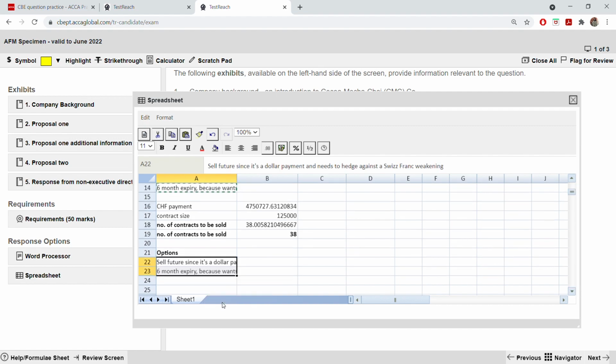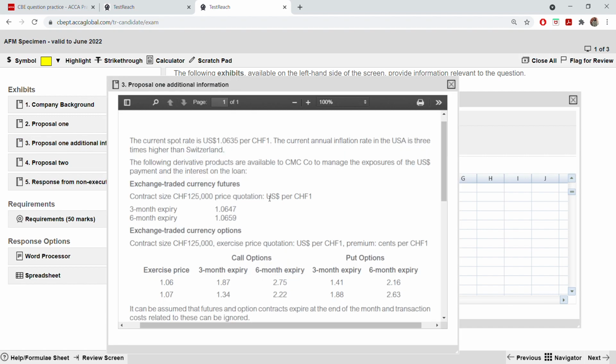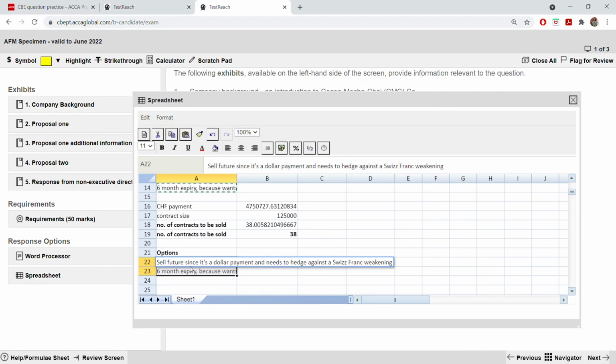Copy, paste. When you're copy pasting it, this is not now sell future. The question is whether you have to go for a call option or a put option. Definitely it's a 6-month expiry, that we know. But call or put option, it's a borrowing. And if you see the contract size, this is Swiss franc. We have to buy dollar, which means we have to sell Swiss franc. Sell Swiss franc means put option, because the contract is in Swiss franc. So put option.